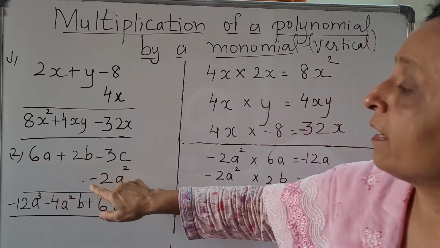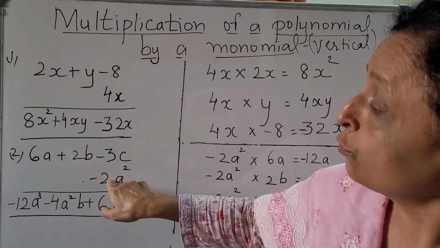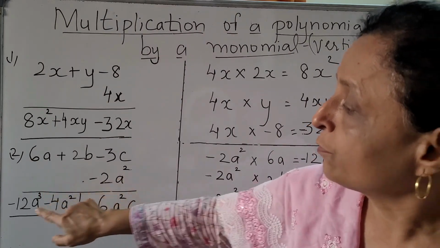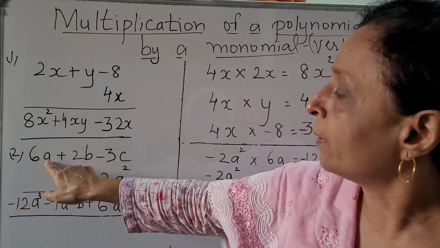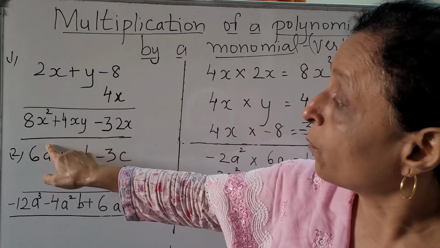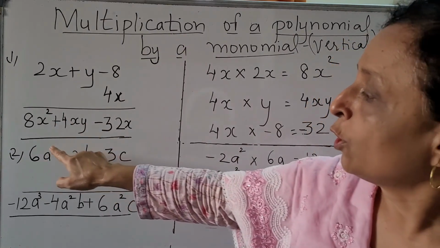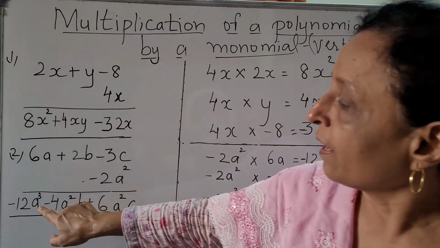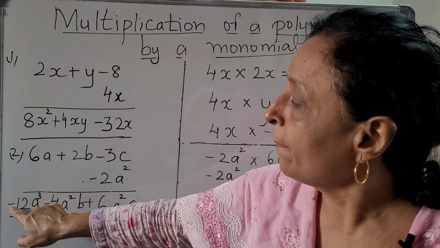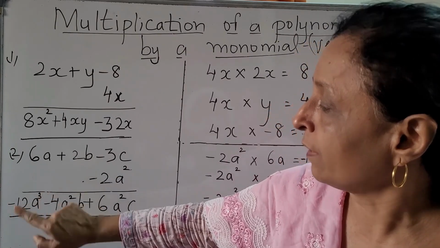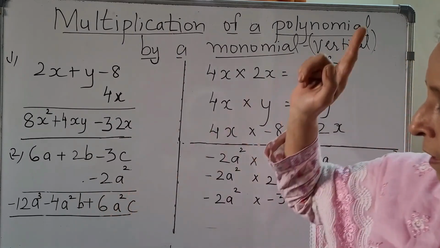Now 6a into minus 2a square, 6 into 2 is what? 12. This is plus and minus, so it is minus. Variable a, the exponent is 1; here the exponent is 2. So 1 plus 2 is 3, you write a raised to 3. So you get the answer minus 12a raised to 3 minus 4a square b plus 6a square c.